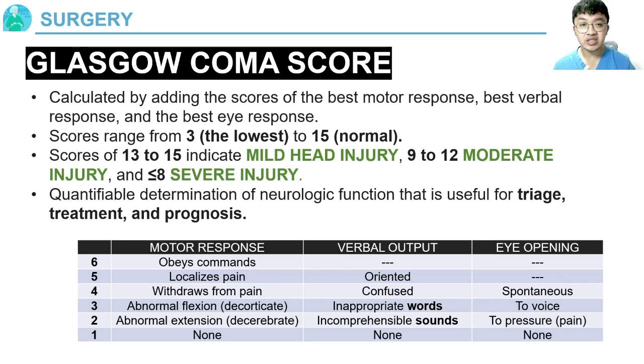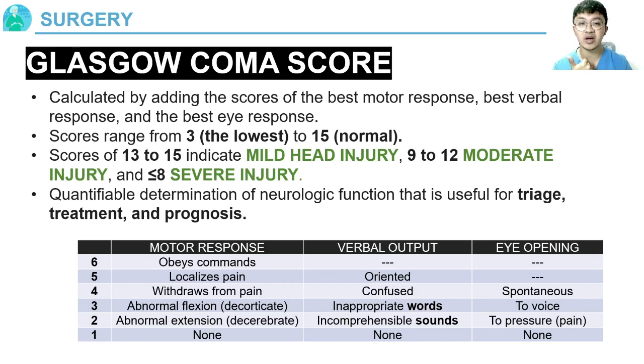3 is to voice, 4 is spontaneous. That's eye-opening. For verbal output, lowest score is 1, high score is 5. 1, there's no verbal output. 2, there's sounds. 3, there's words. 4 and 5, there's sentences, but 4 is confused. 5 is oriented, so just don't get confused.